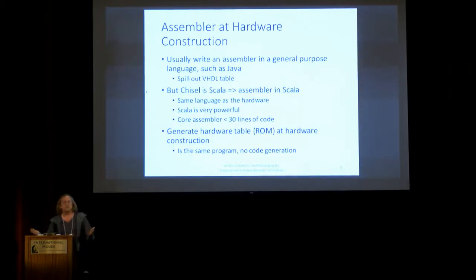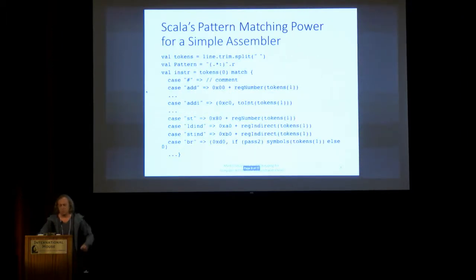You can write an assembler in less than 30 lines of code for a simple architecture. And then you're generating your hardware read-only memory at hardware generation time. And it's all in one program. So this is a snapshot of how to write an assembler in Scala. Not a big deal.